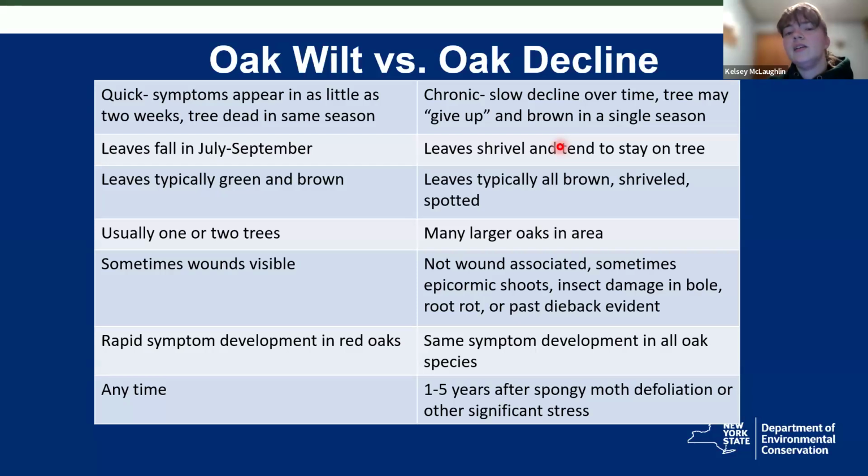Versus oak decline is what we call more chronic. It's a really slow decline over time. The tree might give up and brown in a single season, but if you've been paying attention, you've noticed that something's been wrong for a while.